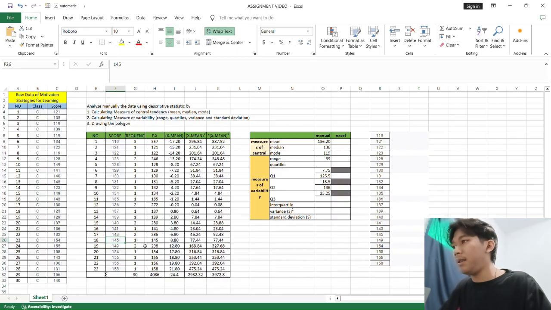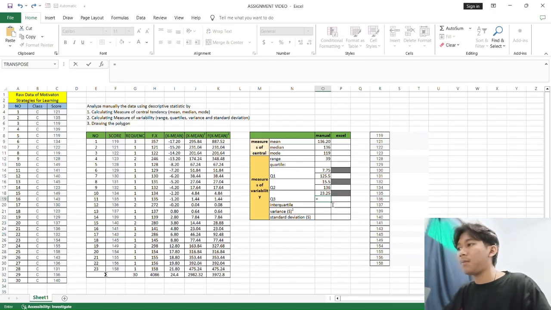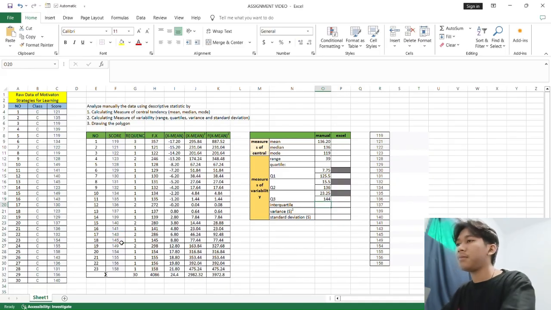140 plus 155 for 143 plus 145 divided by 2. So it's going to be like this, divided by 2. And there we have it. That is the last quartile.